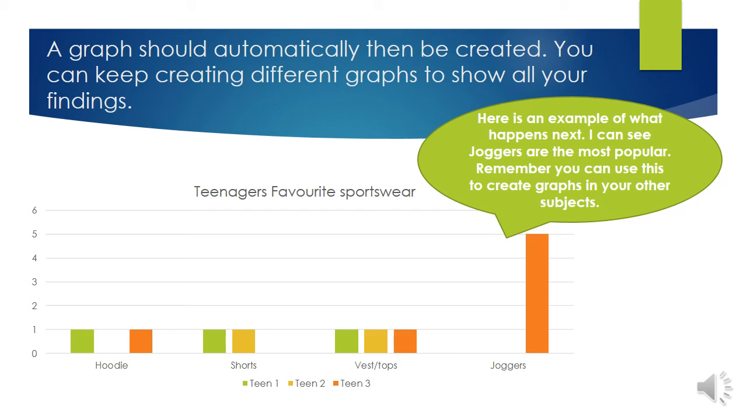So once all my data is in, it will automatically create a graph, and you can see this here. I can amend it. I have added a title so it shows clearly what the graph is representing. Teenagers' favourite sportswear. I can see from looking at this, obviously more data has been added, that joggers are the most popular. Hoodies, not so much. Remember, you can use this in all your other subjects as well, not just DT textiles.